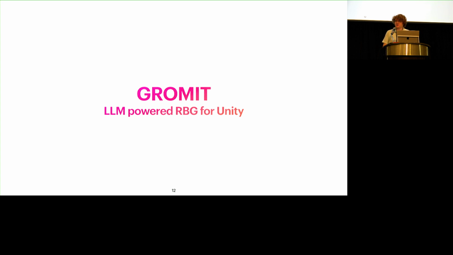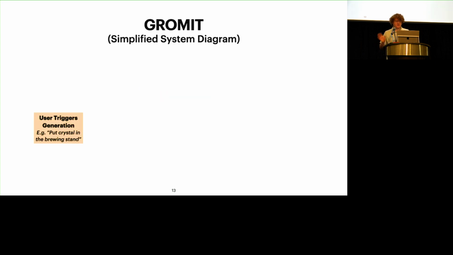So to explore this concept, we built a tool which we call Grommet. Grommet is an LLM-powered RBG system for the Unity game engine. It works like this. So this is a simplified diagram. We'll get into some detailed examples later.